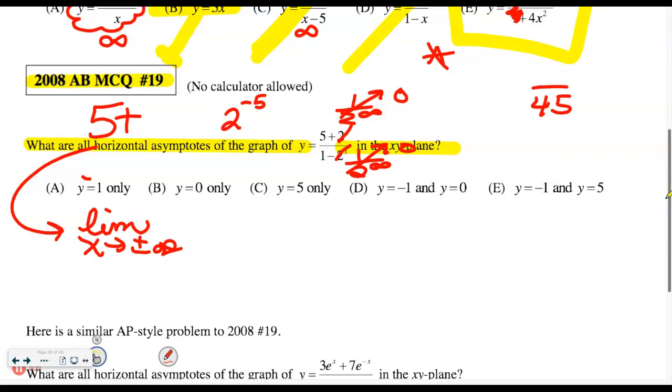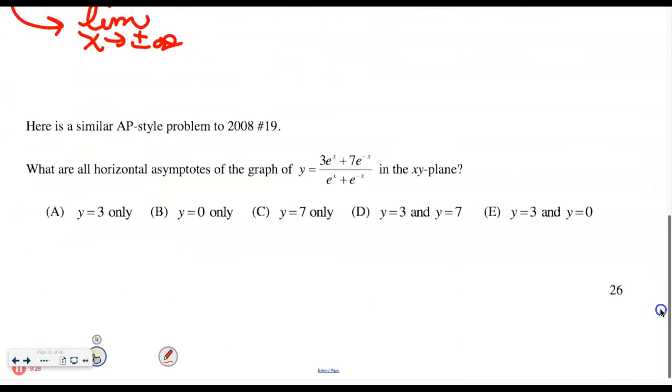In one direction, we went to -1, and in the other, 5. If you don't get that, nod and smile. It's a 5 plus. But if you do get it, try this guy. I'm just going to give you a minute to try this guy. It's similar. What was the answer to the first one? E. So you have to head to infinity and see what happens.